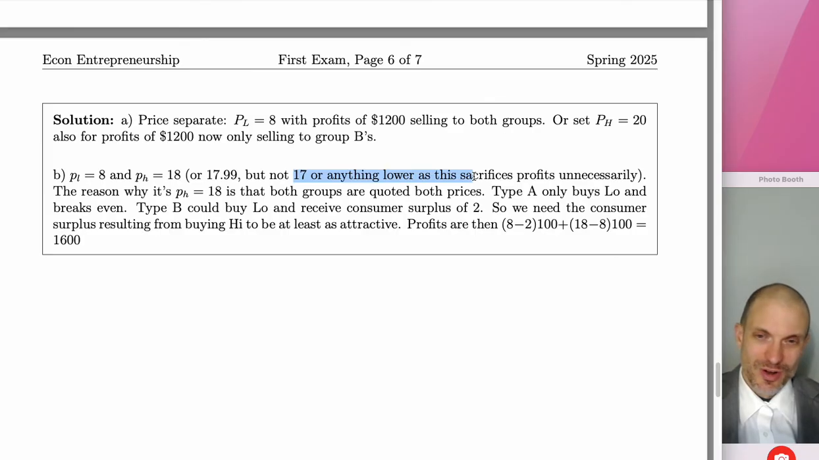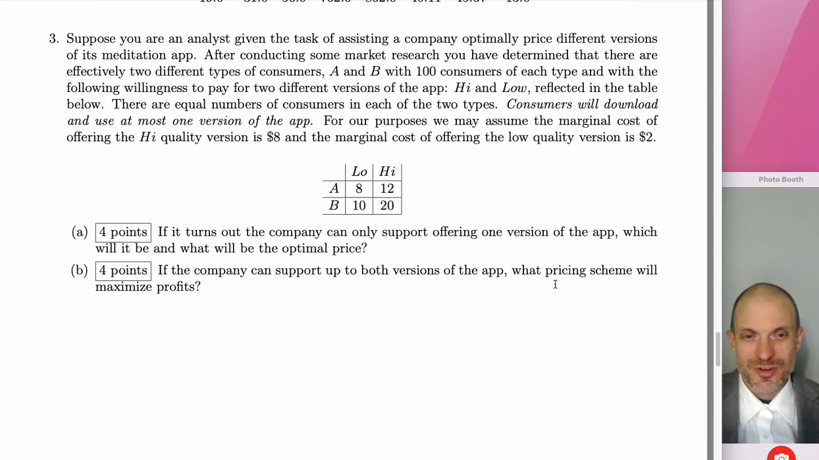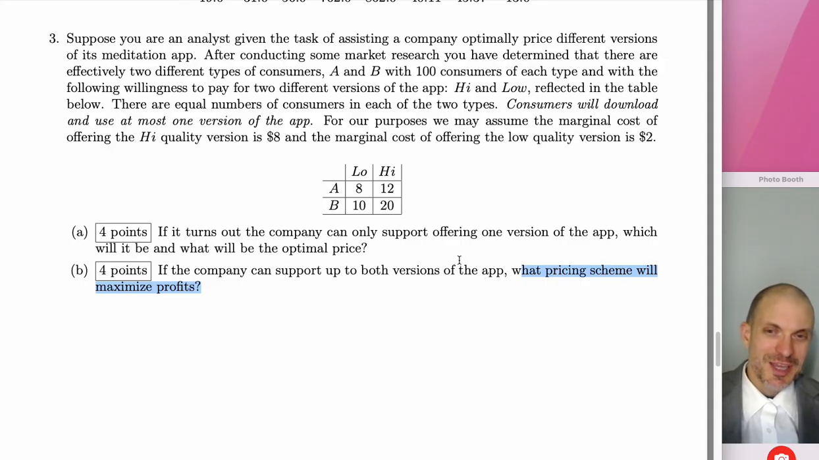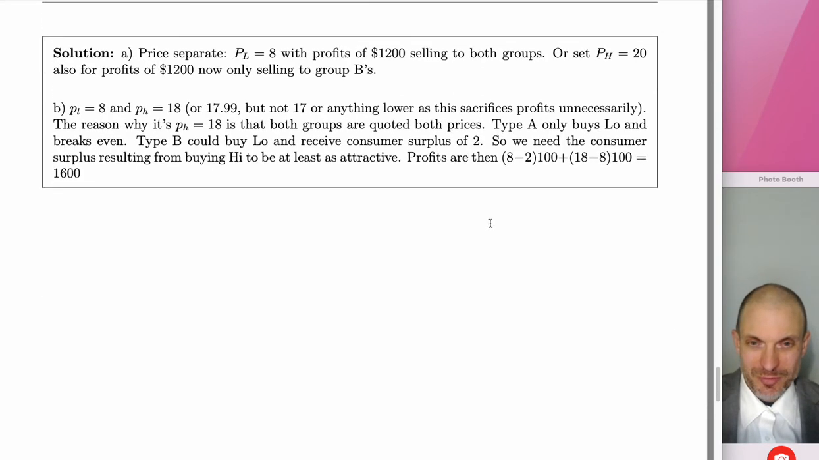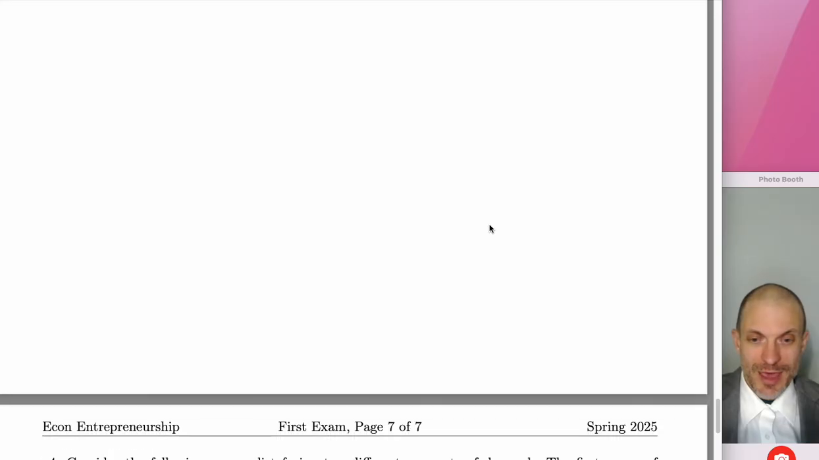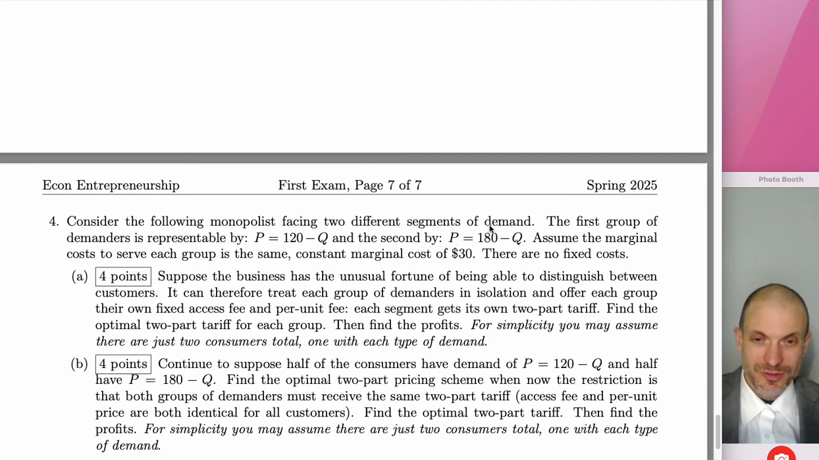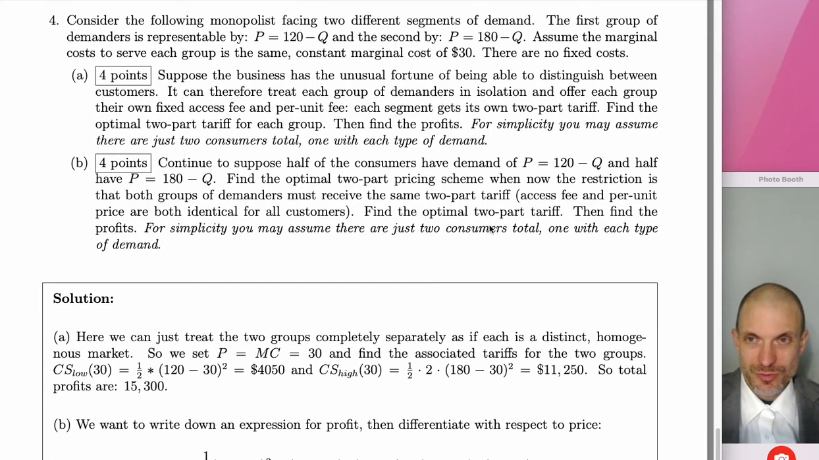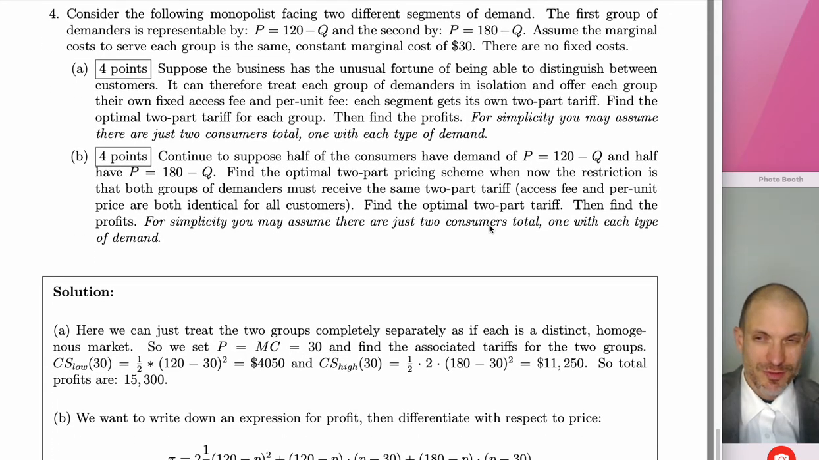And the reason why is you don't need to go all the way down to 17 or 16 or anything like that. That sacrifices profits unnecessarily. And what we're trying to do is find the pricing scheme that maximizes profit. It's not just find a pricing scheme where both are going to buy their intended version of the app. We want that for sure, but also we want to maximize profits. Also, it could have been that the costs of us producing the high quality version were so high that we might actually not want to do it. So that's why it was important to calculate the profits and show, yeah, 1,600 is bigger than 1,200 where we only sell one.